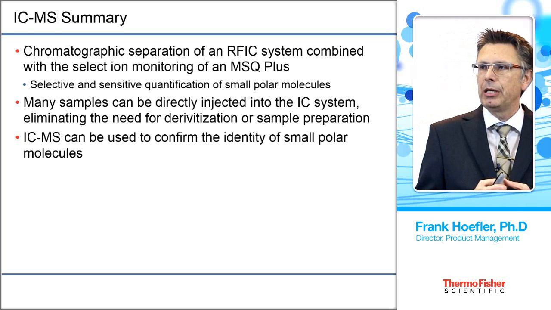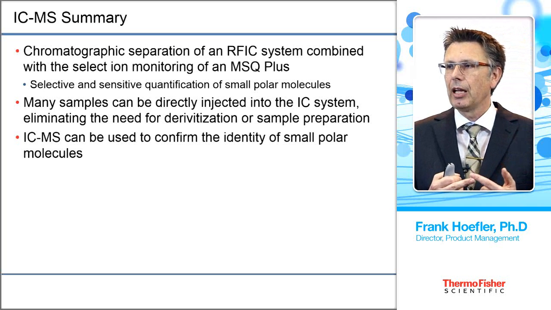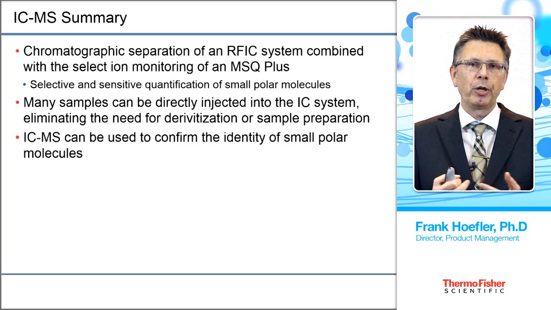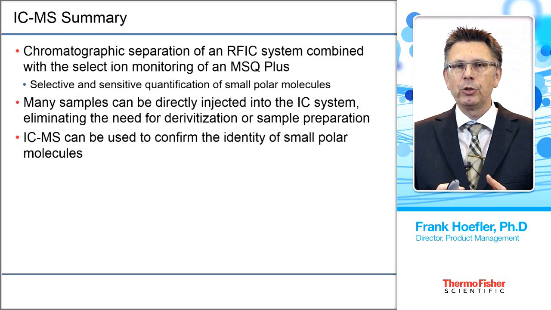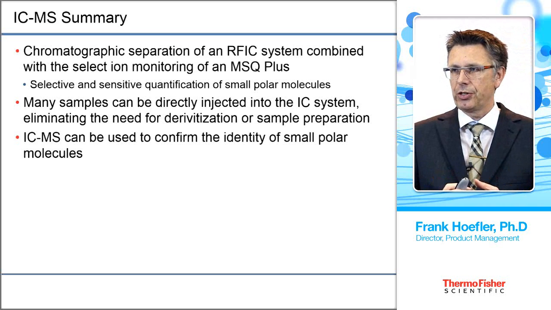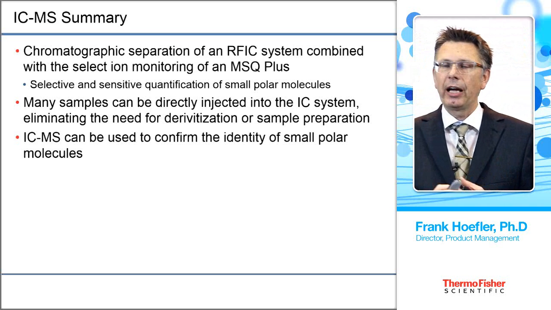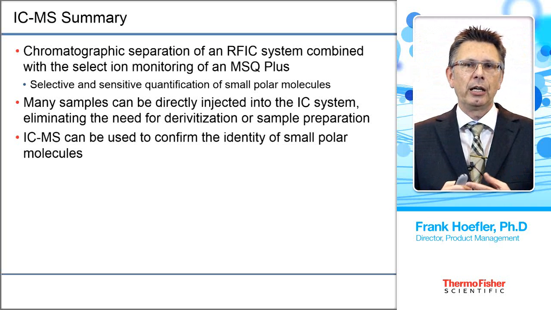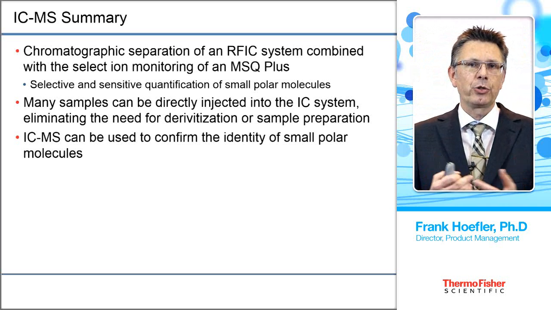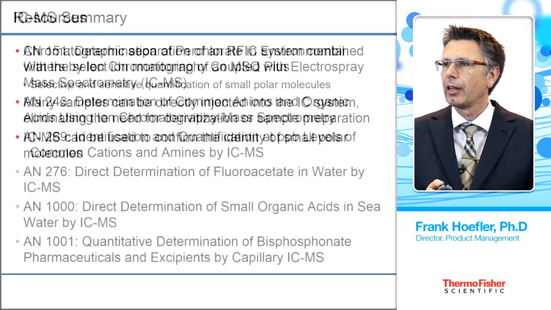Many samples can be directly injected onto the IC system without derivatization and making sample preparation easy and straightforward. A lot of the times we only have to use a simple dilution or filtration step. ICMS can be used to confirm the identity of small polar ions and increase the analytical certainty that we are really identifying the right compounds here.